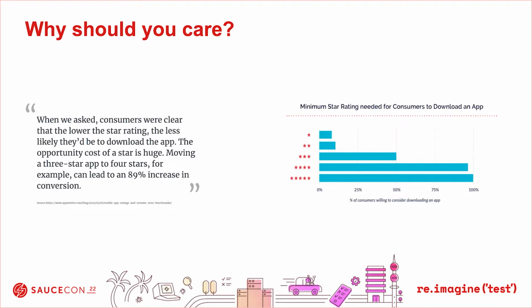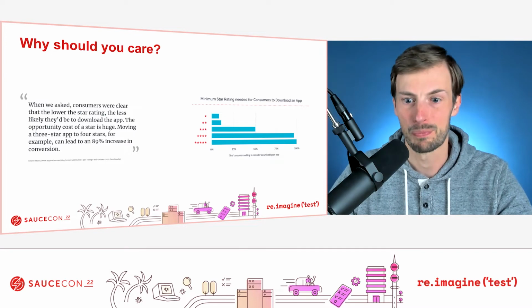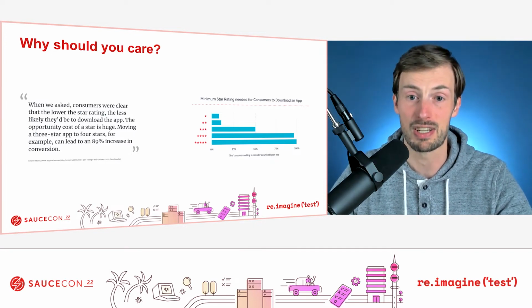Ratings are really important. And the data point there, like this quote from Apptentive, is that when we asked, the consumers were clear that the lower the star rating, the less likely they'd be to download the app. The opportunity cost of a star is huge. Moving a 3-star app to 4 stars, for example, can lead to an 89% increase in conversion. So the business case that I present to you is a clear one.